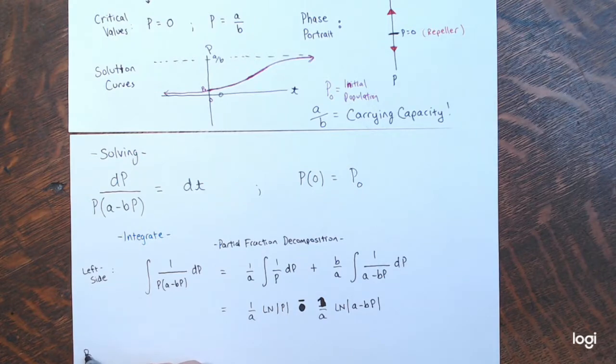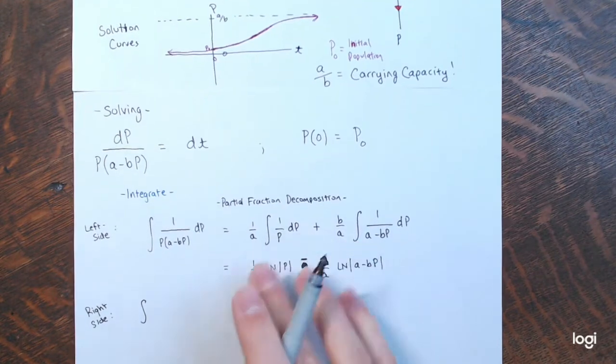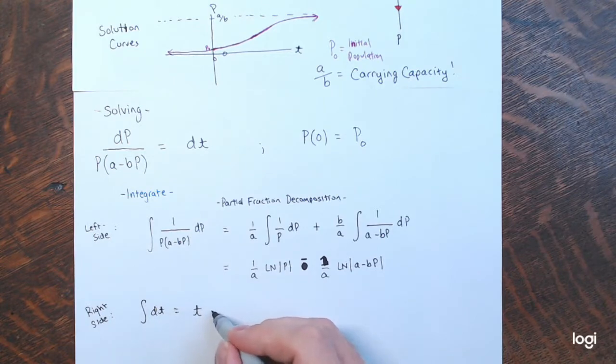Okay, so then the right side, that's really easy. The right side would just be the integral of 1 dt. So that'd just simply be t, plus some constant. So again, I'll just say plus c.